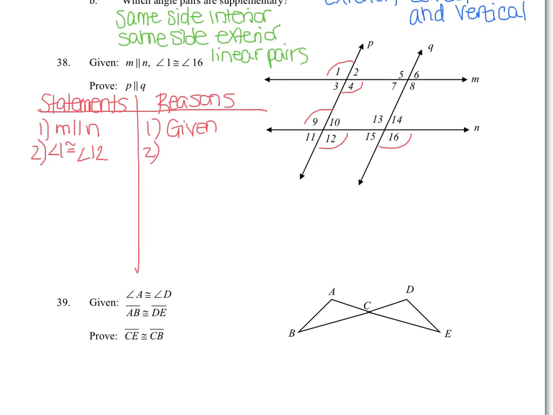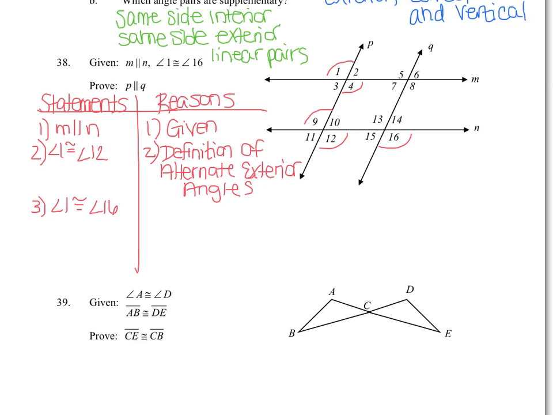And the reason for that is the definition of alternate exterior angles. I just decided to say, all right, I know angle 1 is congruent to angle 12, alternate exterior angles. Now, another important thing is I know angle 1 is congruent to angle 16, and my reason for that is given.